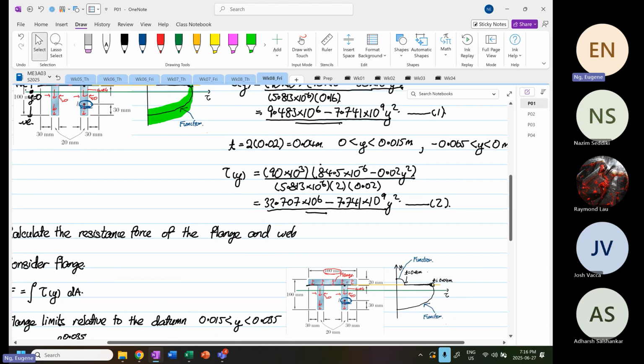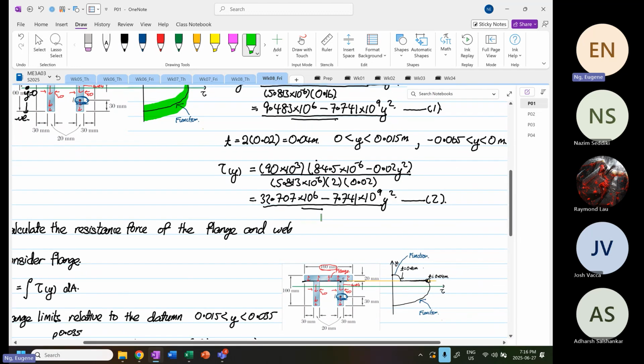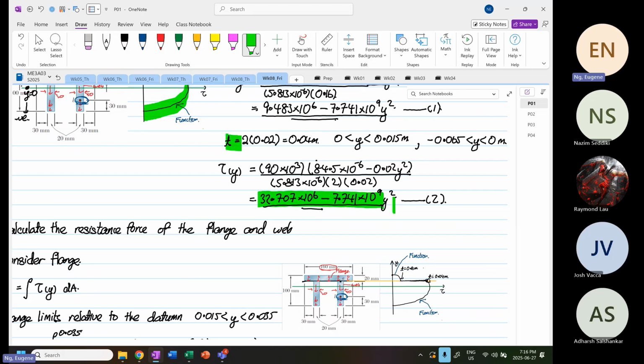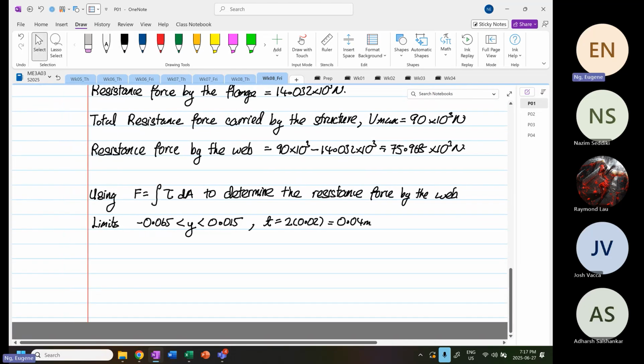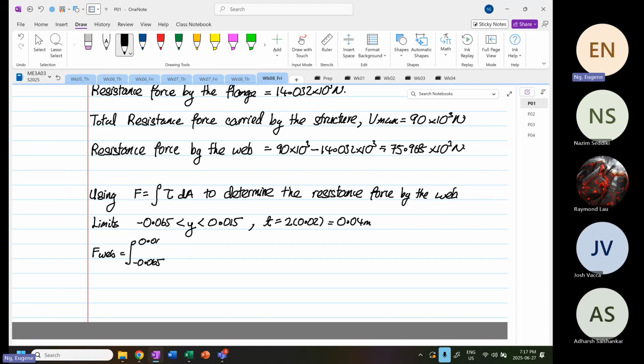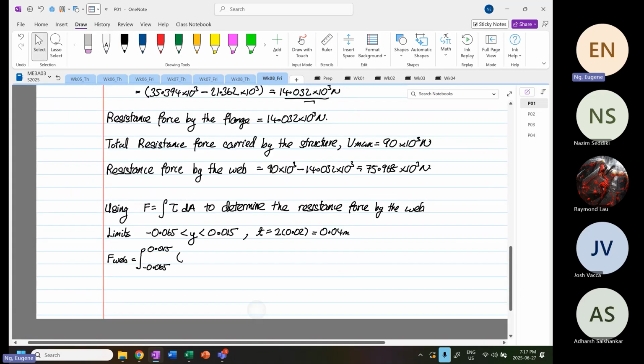So we know that we are going to use 32.707 multiplied by 7.741. We have to use this function because the thickness is held constant at 0.04 and not 0.16. So we're now going to integrate for the force of the web, and the limits are minus 0.065 to 0.015.